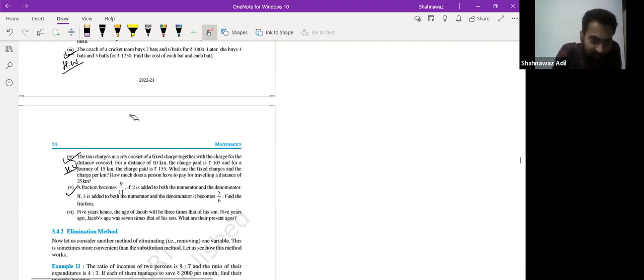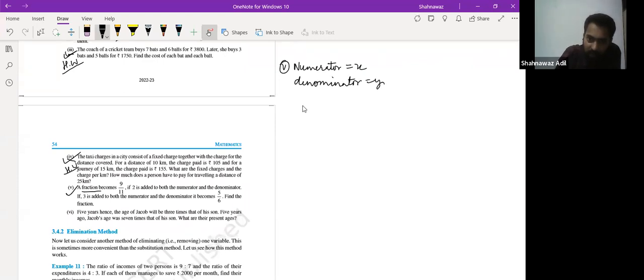Right. So the fifth question we have to do, right? Talha, first part is a fraction, right? So what will be the two unknowns here? How do we represent a fraction? Numerator and denominator. So numerator is x, denominator is y. So what will the fraction be? The fraction will be x by y.